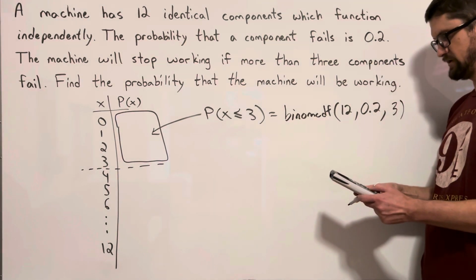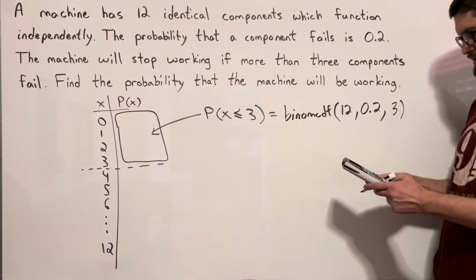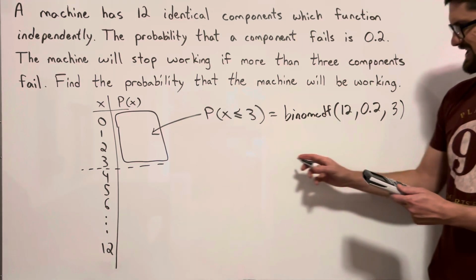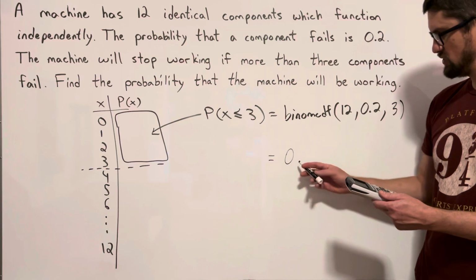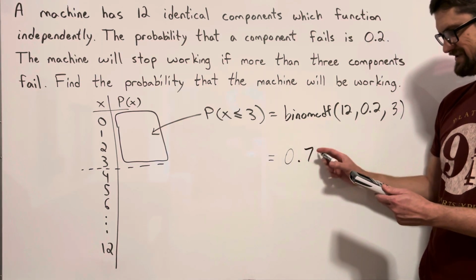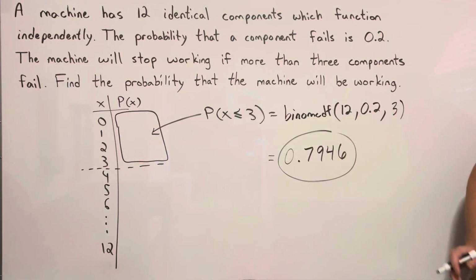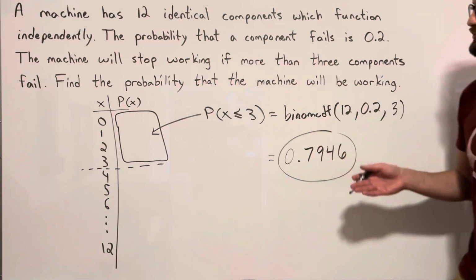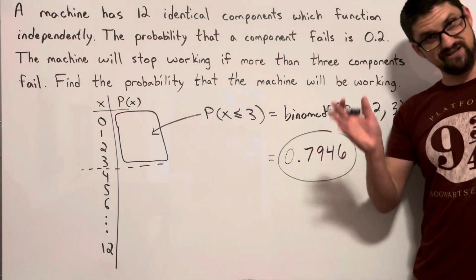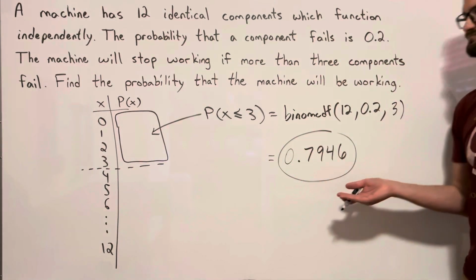I'm going to put 12 in, 0.2, and 3. And I get 0.7946. So that's roughly about 80%. So the probability that the machine will be working is 80%. There you go.